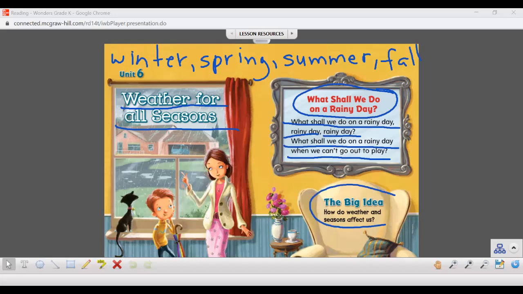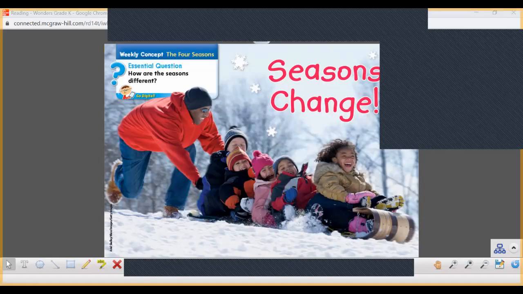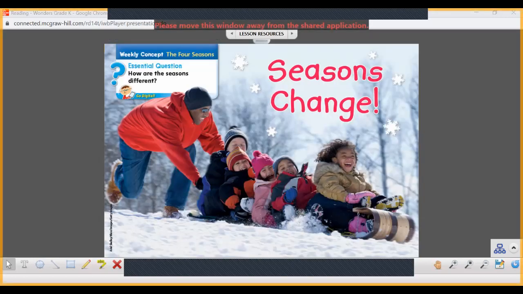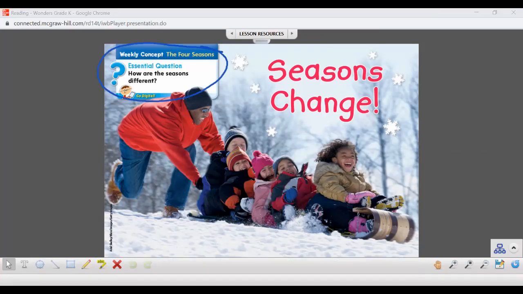So our big idea this week is, how do weather and seasons affect us? So remember, we're talking about the four seasons. And our essential question is, how are the seasons different? Seasons change. We have four seasons in the year, so there's always a new season.